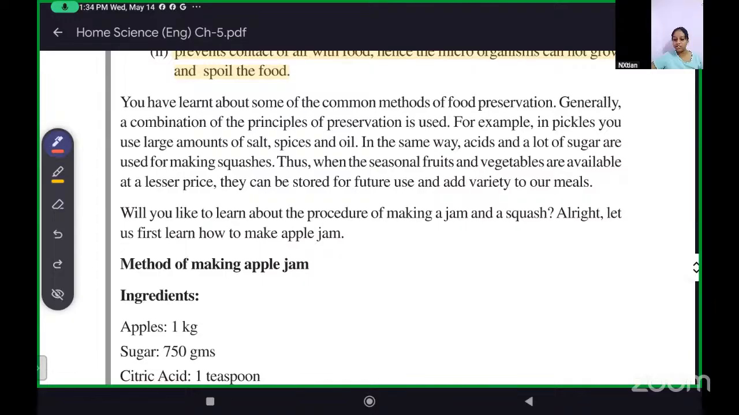Generally, a combination of the principles of preservation is used. For example, a combination of preservation materials is used. This means that in pickles, you use a large amount of salt, spices, and oil. In the same way, acids and a lot of sugar are used for making squashes. Thus, when seasonal fruits and vegetables are available at a lesser price, they can be stored for future use and add variety to our meals.